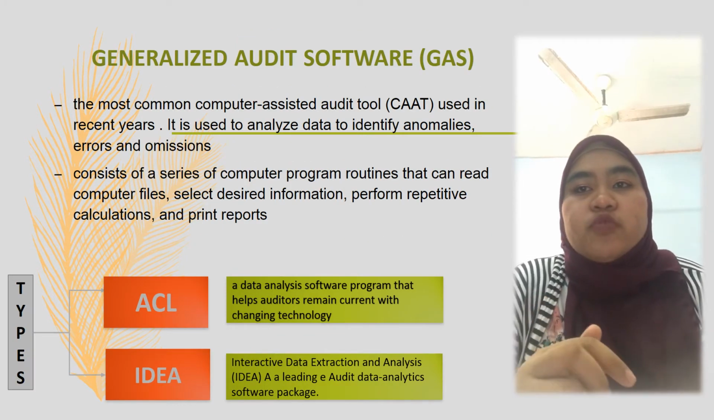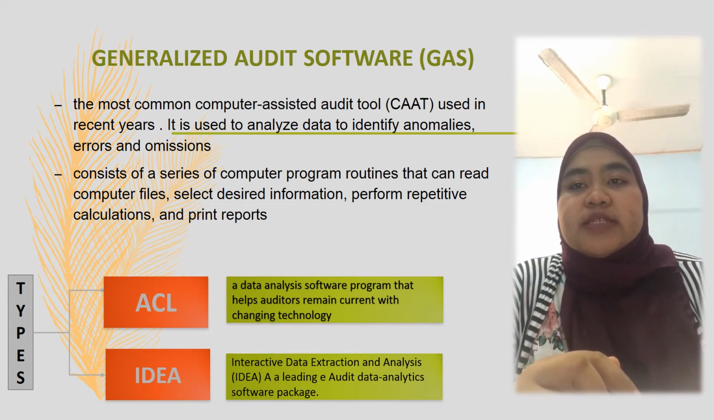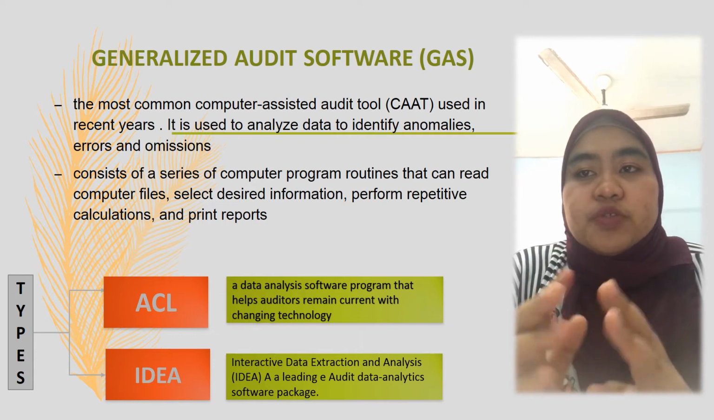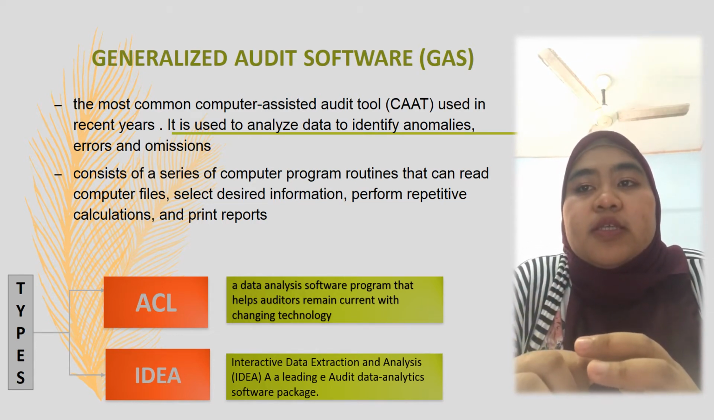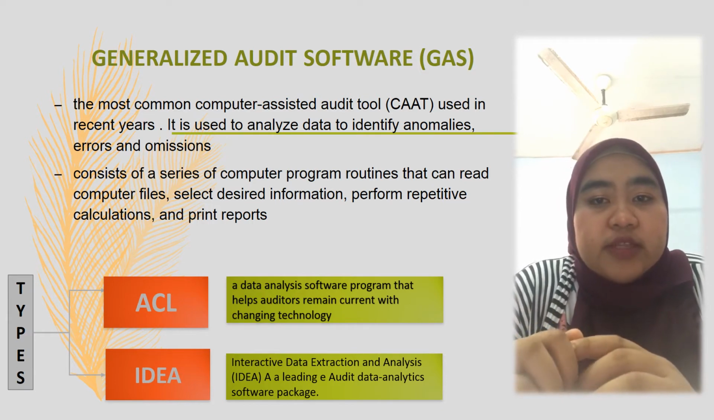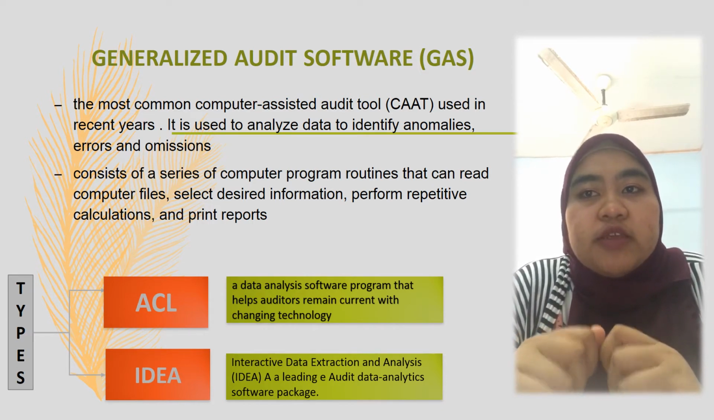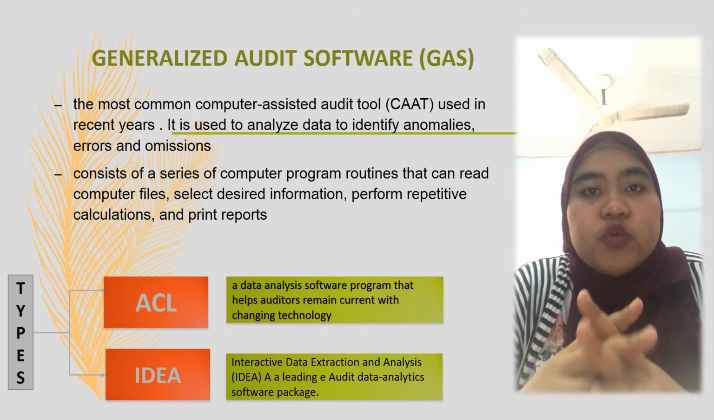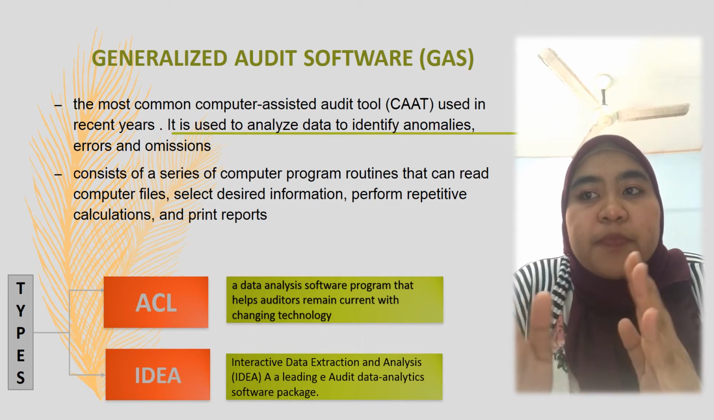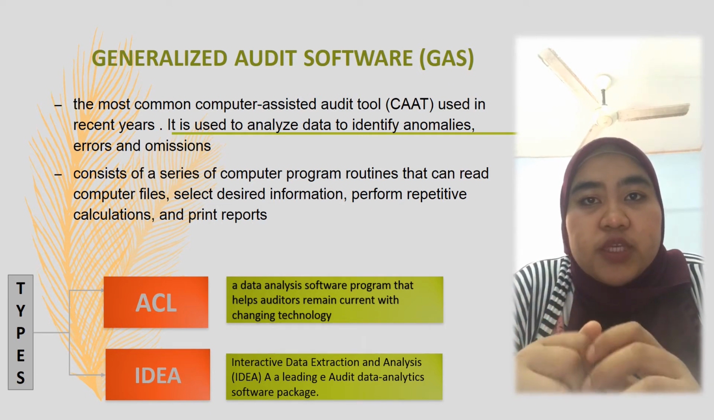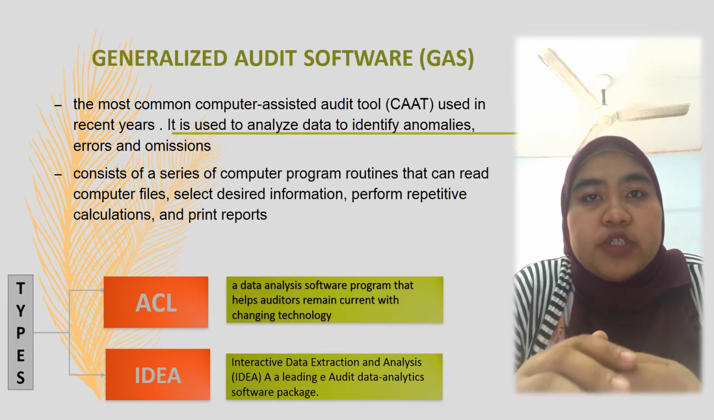Okay, next we move to the types of CATs. The first type is GAS, which is Generalized Audit Software. It is the most common CAT used in recent years. It is used to analyze data to identify anomalies, errors and omissions, used in gathering audit evidence rather than documenting. It is one of the off-the-shelf packages that can provide the means to gain access to and interrogate data that is maintained in the computer storage media.